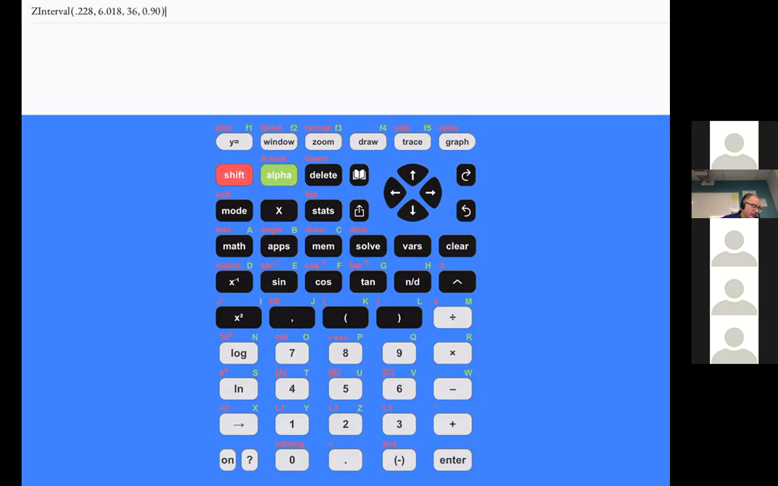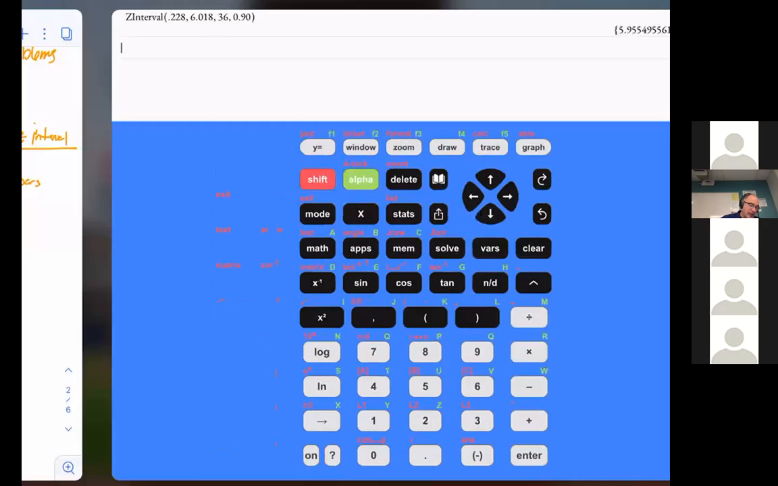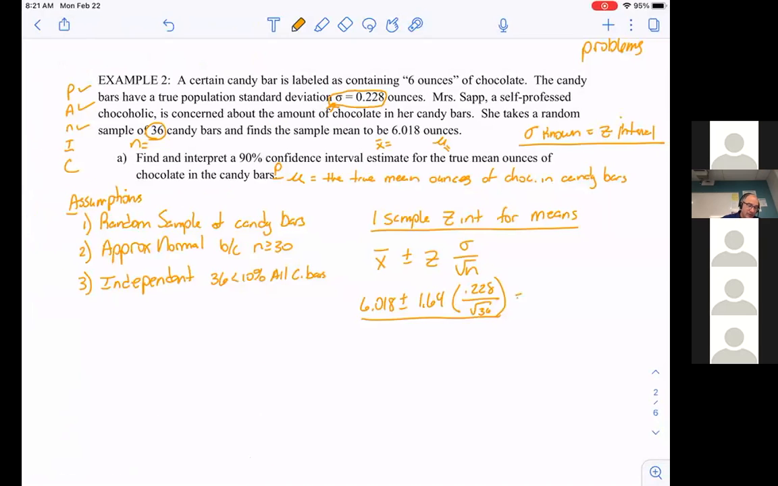And calculate. So my interval is from 5.956 to 6.081. And again, your rounding is irrelevant. So I'm going to go with 5.96 to 6.08. So now we have found an interval. And now again, we're back to all that fun stuff.